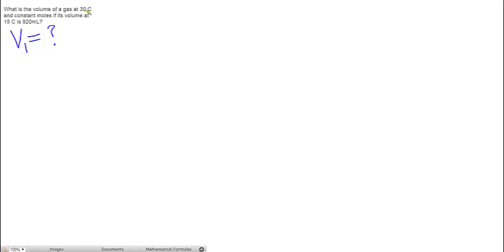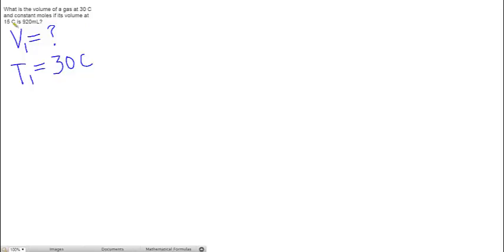Of a gas at 30 Celsius. So that's a temperature, so we'll say temperature 1, and those two go together because they're very close in the sentence. And constant moles. This mentions moles, but it's really nothing. Anything constant means it's not changing, means we don't have to calculate it in the equation.